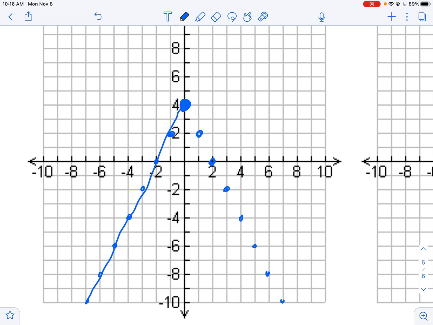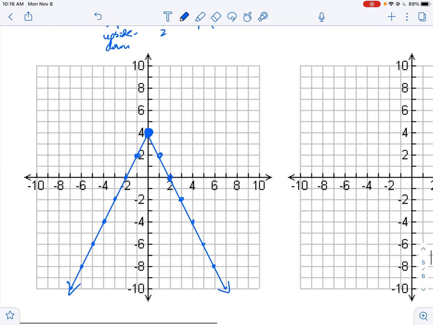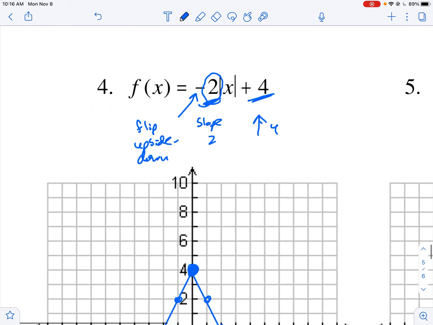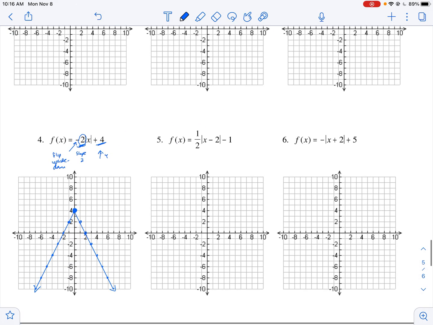And now we can connect it up. Once again, you should use something that helps you draw straight lines, some sort of straight edge. Put arrows on the end. And voila, we have graphed number 4. And that's how all of these work.